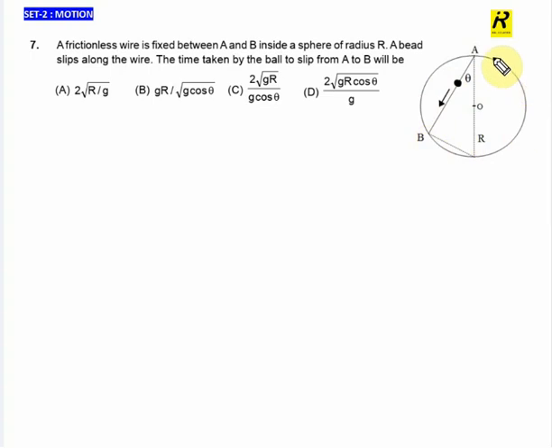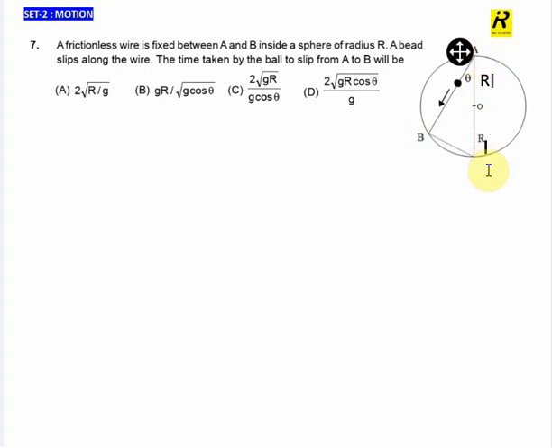In this picture, you are seeing a big sphere. So AB is a wire and here is the bead. And this bead is now slipping along AB. So the angle is theta, which is given, and we have to write one more convention. So I can write R here also. So that R stands for the radius.